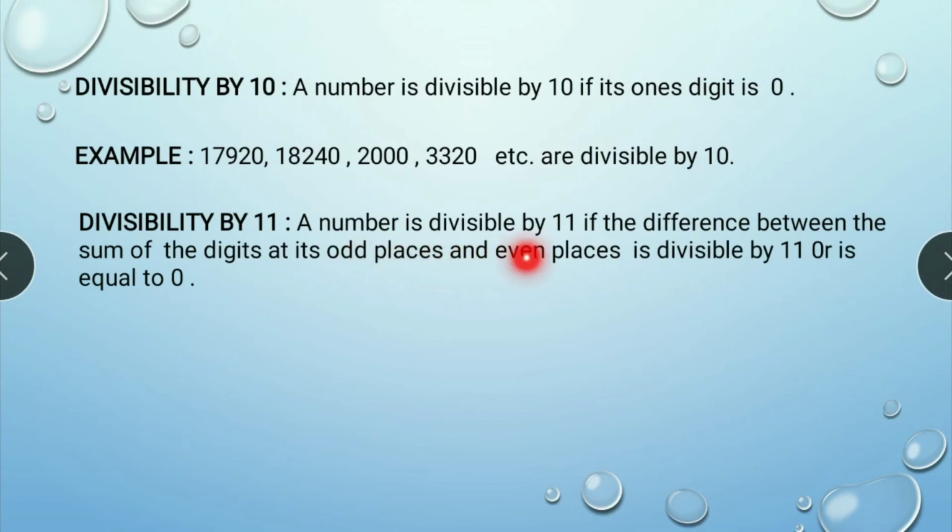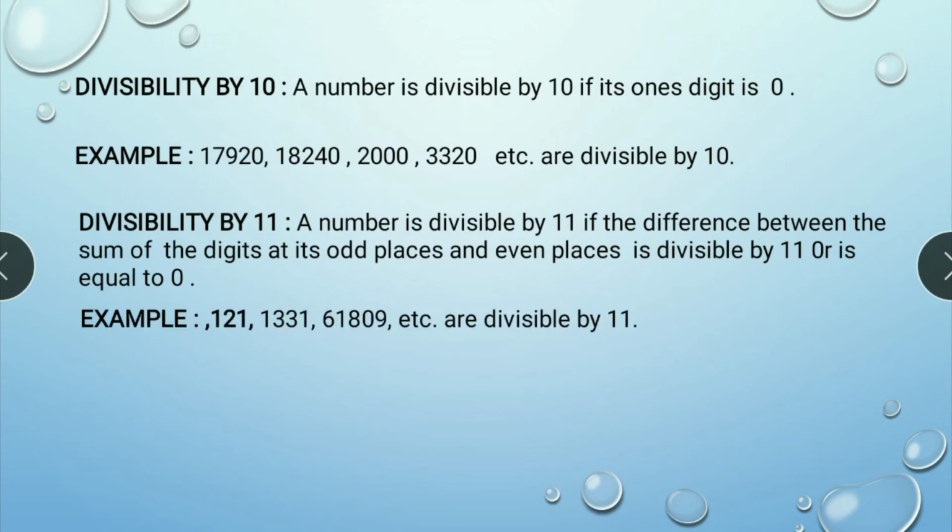A number is divisible by 11 if the difference between the sum of the digits at its odd places and even places is divisible by 11 or is equal to 0. Now let's see some of the numbers. See, 121, 1331, 61,809. These are the numbers which are divisible by 11.